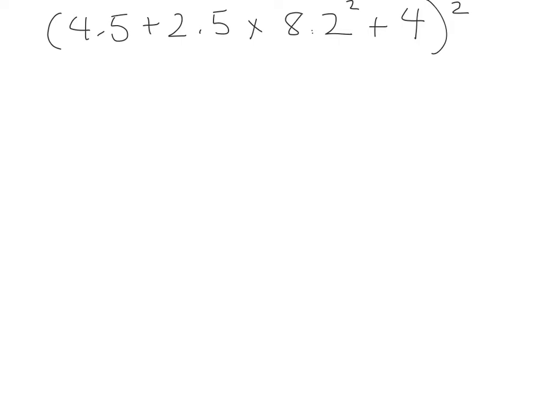Okay, we're going to go over another example. So pay close attention to the brackets. Within these brackets here, we have 4.5 plus 2.5 times 8.2 to the power of 2. There's a power of 2 there, plus 4, close bracket, and then we have an exponent on the outside. Again, I'm going to write BEDMAS on the bottom to help us.